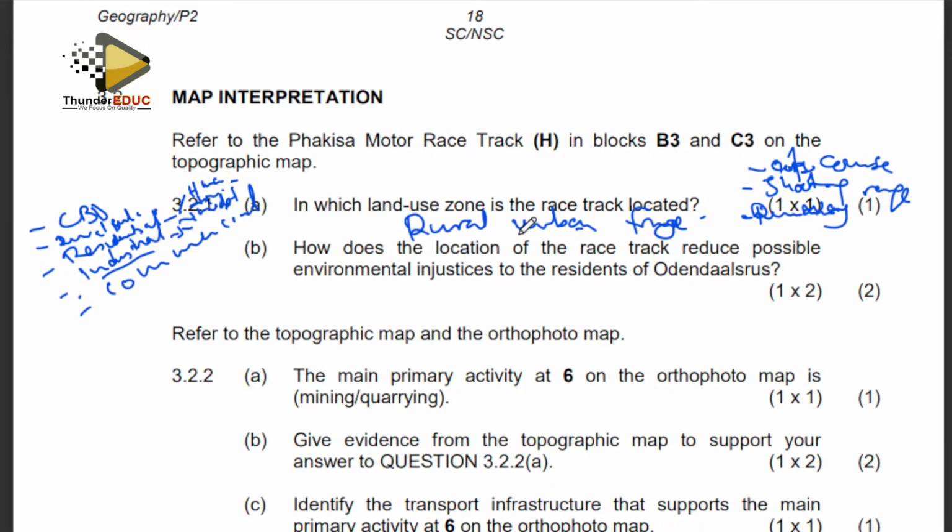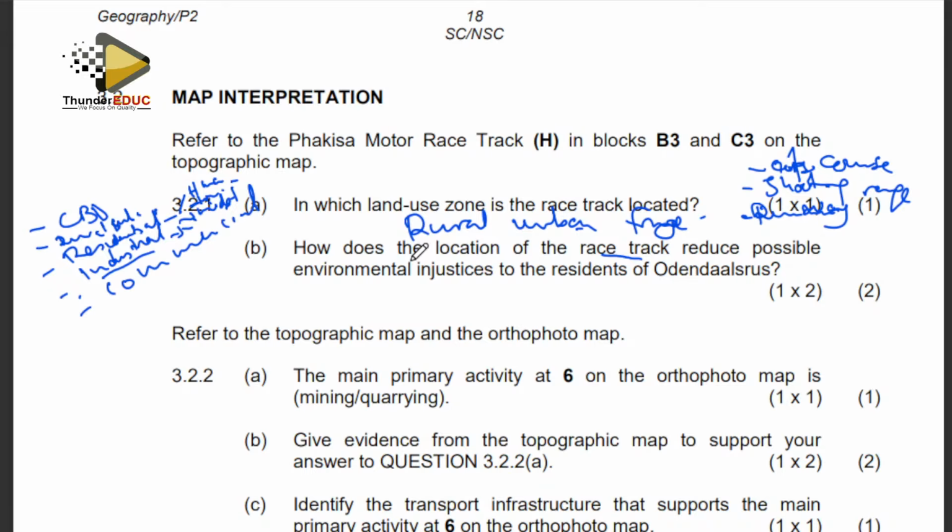How does the location of the racetrack reduce the possibility of environmental injustice for the residents of this area? Like, we're looking at the racetrack, how could it be reducing the environmental injustices?